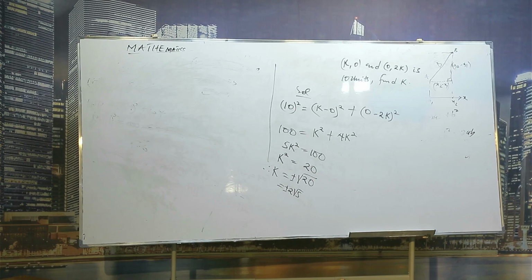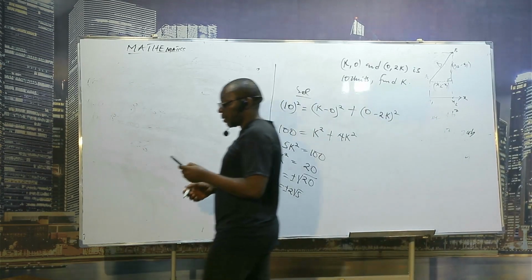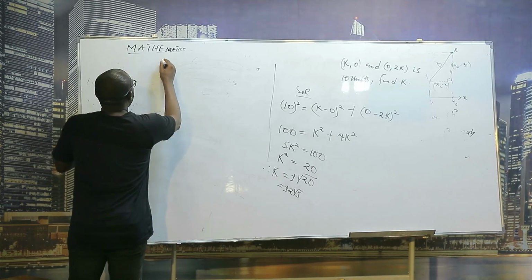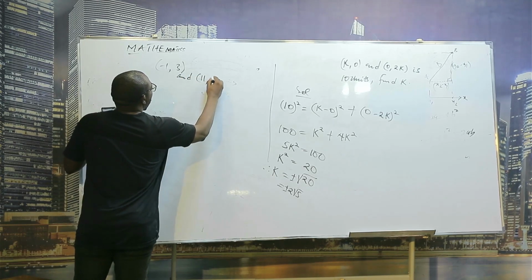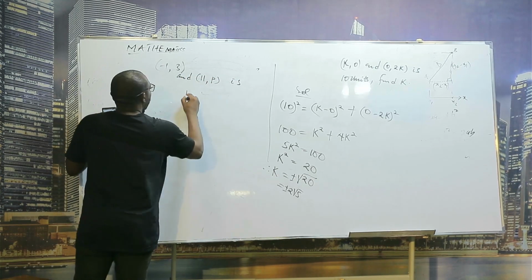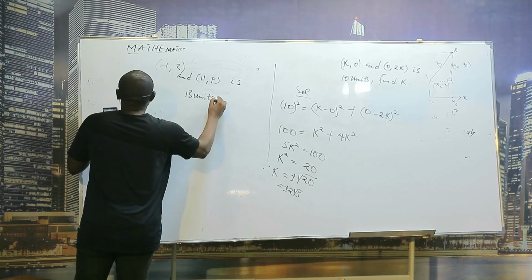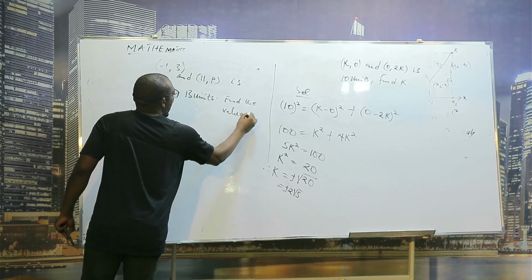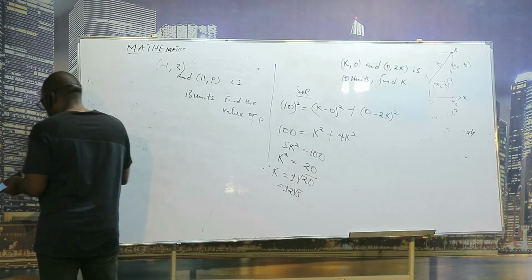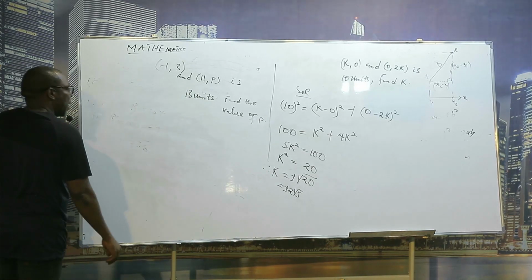And let's see the next one. The distance between 2 points, minus 1, 3 and 11, p, is 13 units. Find the value of p.